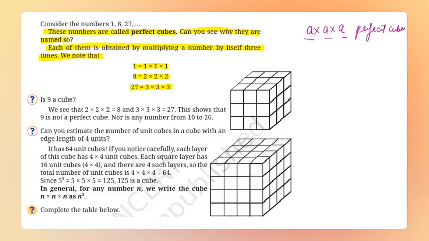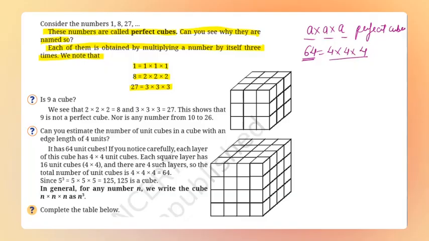So can we find some more perfect cubes? Suppose we have to find the cube of 4, or I could say 64 can be written as 4 times 4 times 4. So 64 is a perfect cube and it is the cube of 4.